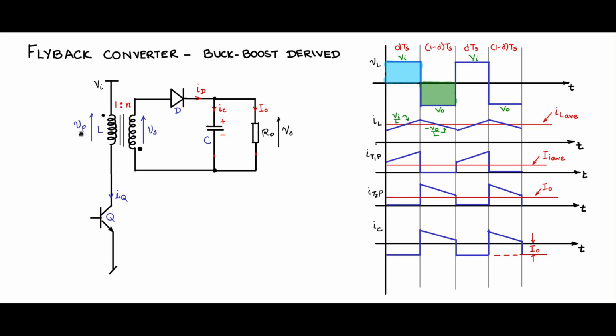So VL here will be Vp, the primary of the inductor of the flyback converter will be the VL waveform. DTS is the period of time when Q is on. 1 minus DTS is the period of time when Q is off. Again, DTS when Q is on, 1 minus DTS when Q is off. IL is the inductor current. We will split that into the primary inductor current and the secondary inductor current. This portion flows through the primary, and this portion, the falling slope portion, will flow through the secondary. And let us rename some of these variables to map into this circuit.